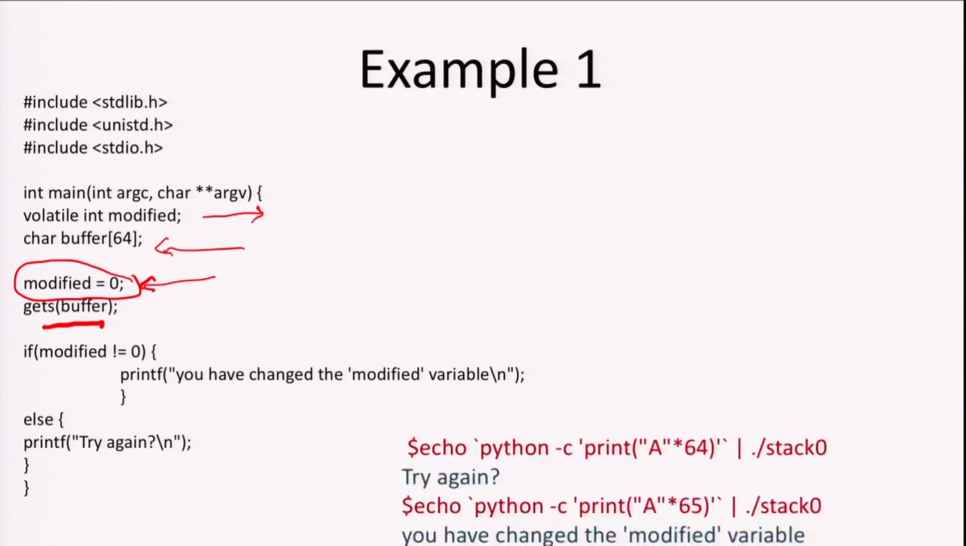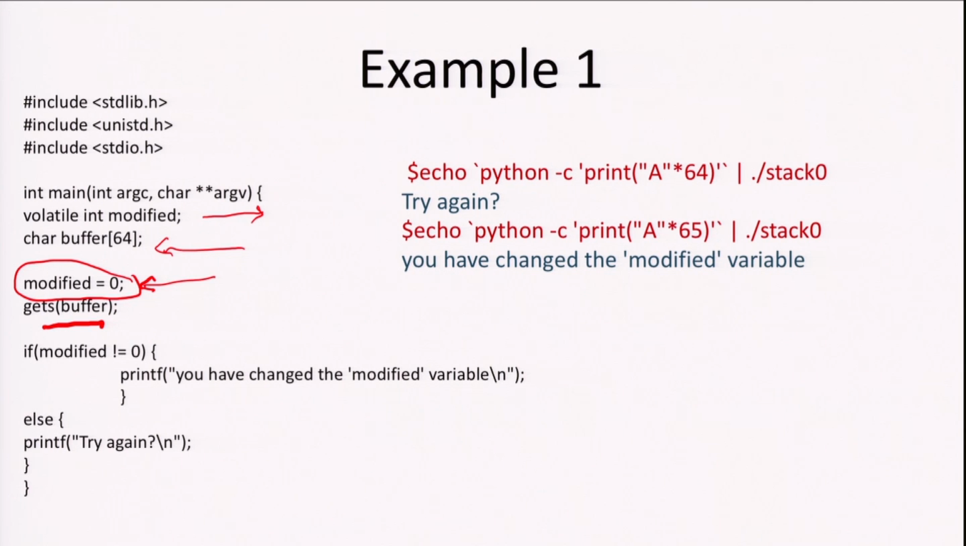Now what I'll do is use Python, but you don't have to use Python. You can use any other scripting language, or you can write up your own large string. So we are basically creating a string of A's, the character A repeated 64 times by this Python code, and then we are passing that to stack 0, which is the compiled version of this program. This executable gets 64 A's as input and puts it into this buffer, and modified does not change because we are getting try again, which means that the else part of this code is executed.